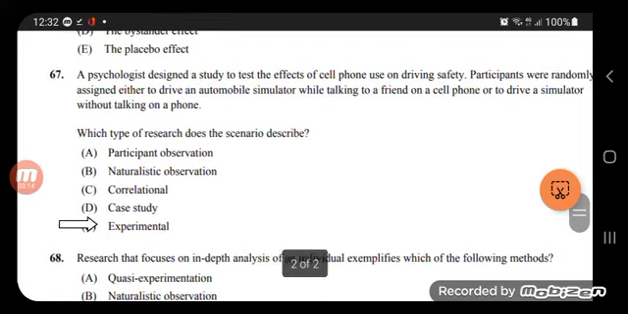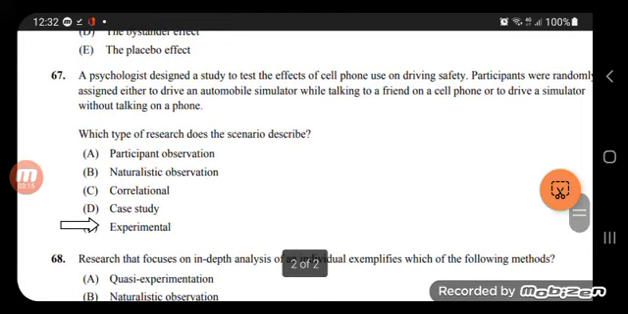67. Psychologists designed a study to test the effects of cell phones on driving safety. Participants were randomly assigned either to drive an automobile simulator while talking to a friend on a cell phone or to drive a simulator without talking on a phone. Which type of research does the scenario describe? Definitely, it's experimental. We have a control group, an experimental group.